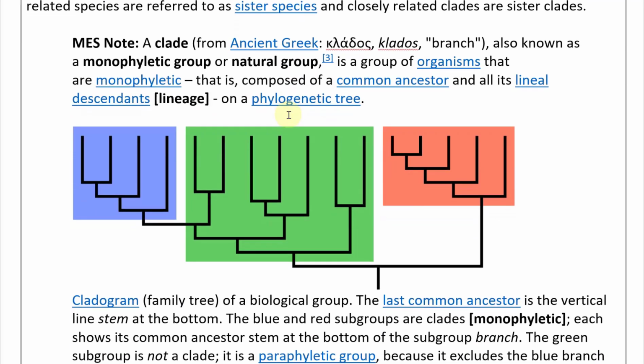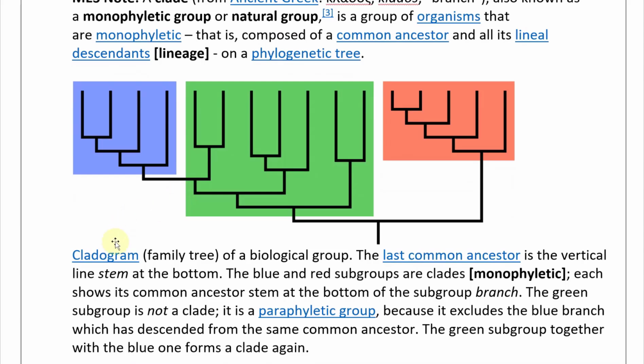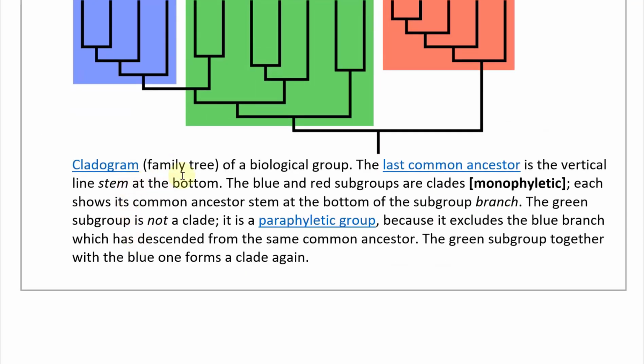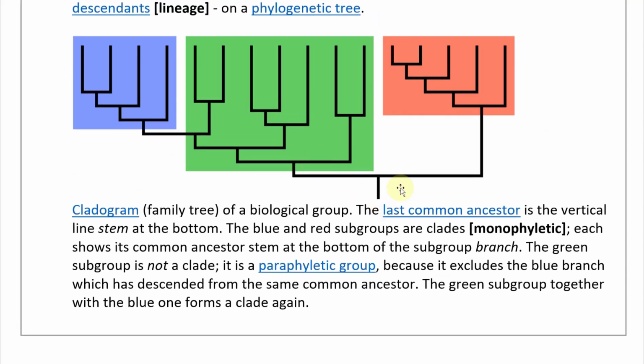And let's look at the diagram just to make sense of all this. So a cladogram, I think it's pronounced. Yeah, it's pronounced cladogram, versus the clade. So a cladogram is a family tree of a biological group. The last common ancestor is the vertical line stem at the bottom. The blue and red subgroups are clades and monophyletic. So the blue and red.